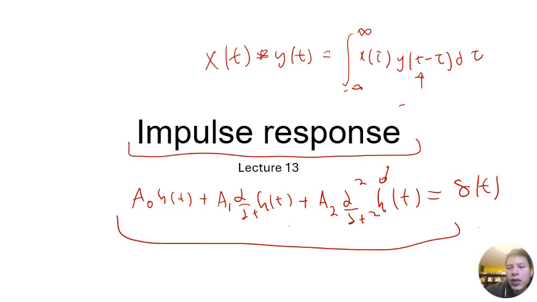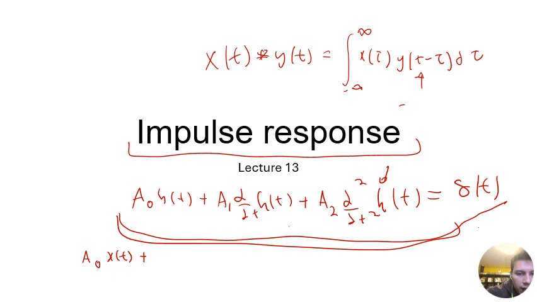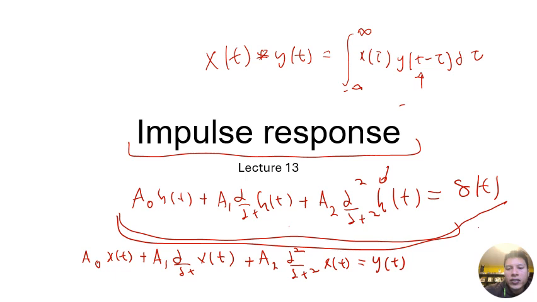And in the next few slides, what we will learn is that once we know this, if I were to try to solve a differential equation of the form a0 x of t plus a1 d dt of x of t plus a2 d dt squared x of t equals y of t, our solution to this problem will be that x of t is simply equal to the convolution of the input y of t with the impulse response.